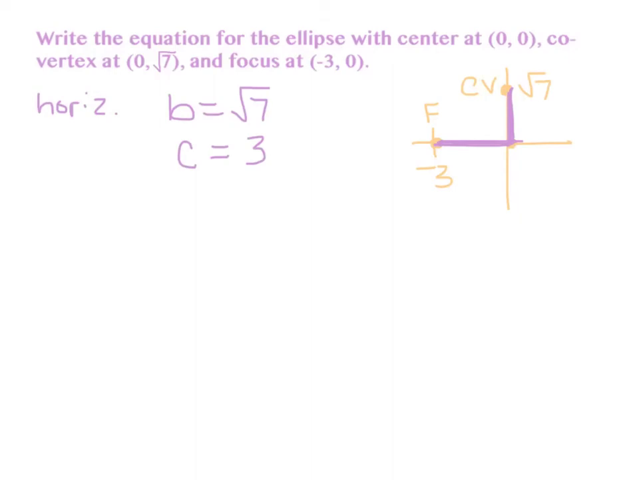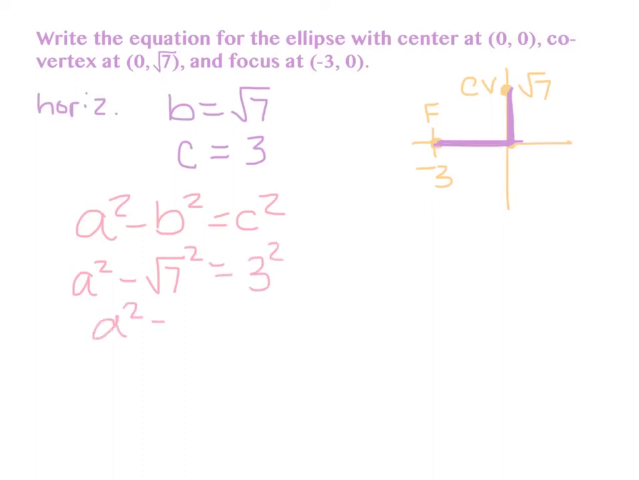And we just need to solve for A using A squared minus B squared equals C squared. So we're going to say A squared minus the square root of 7 squared equals 3 squared. A squared minus 7 equals 9. A squared is 16. That means A is 4. Alright, so now that I know A, B, and C, and H and K, because that's H and that's K, I can write my equation.